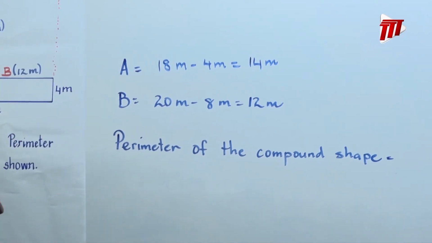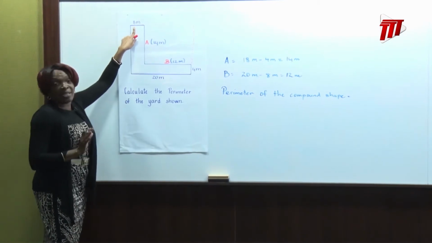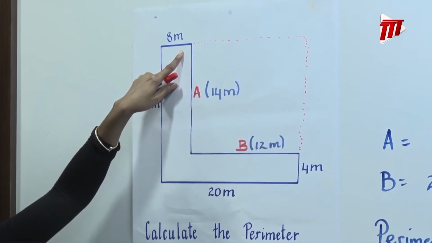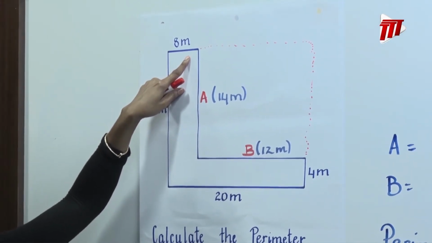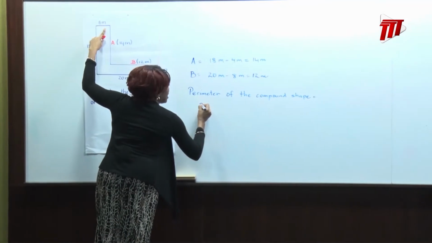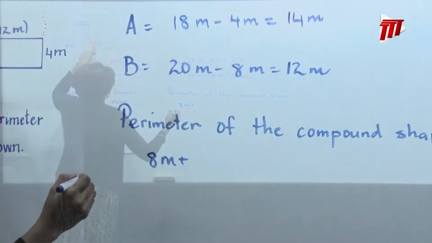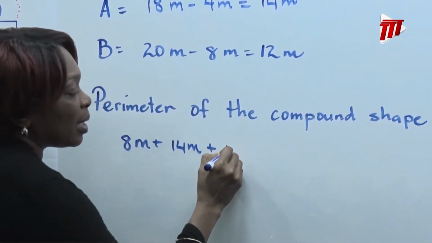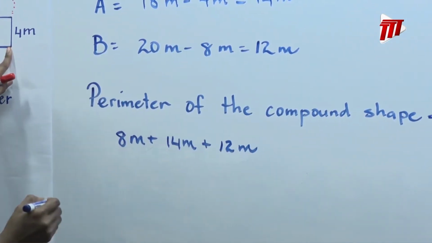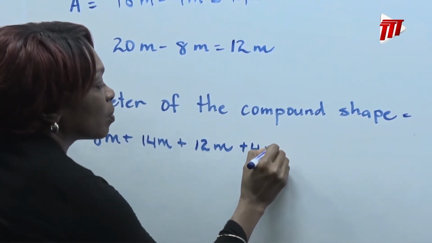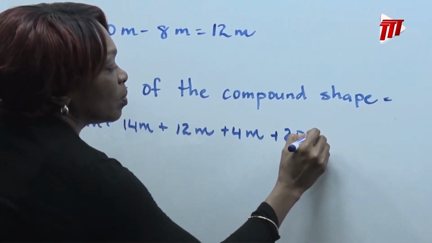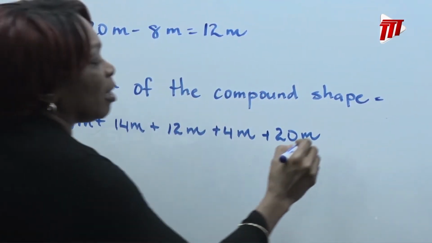Now we can start anywhere. It's your choice. You can start anywhere, but just remember where you started. So I'm going to start here with 8 meters and I'm going to go to my right. Make sure that you don't leave out any of the dimensions. That's very, very important. So we'll say 8 meters, add 14 meters, add 12 meters, add 4 meters, add 20 meters, and then we add the 18 meters there.